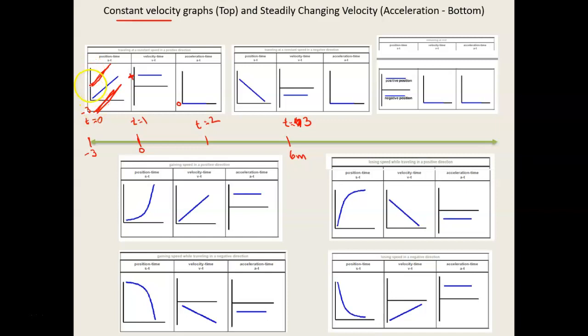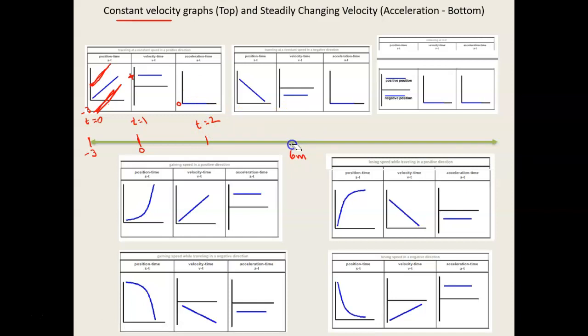So if you see a positive sloped line on the position versus time graph, you know you're moving in the positive direction. Even if you start out at a negative location, you're moving in the positive direction. It means you're traveling with a constant positive velocity. Whenever you see a positive slope on position versus time, it means you're moving at a constant positive speed.